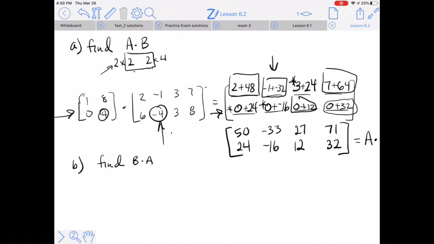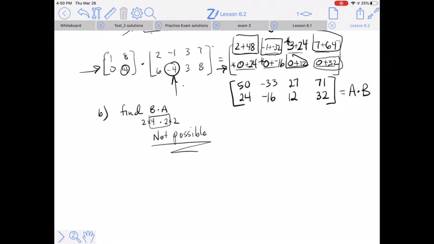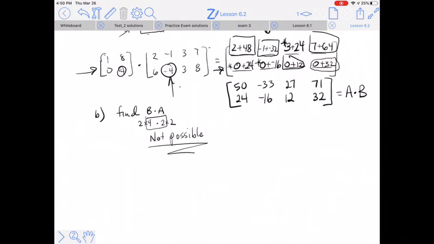Here it's asking us to find B times A. B is a 2 by 4, and A is a 2 by 2. So looking at that, we would say not possible. So that is matrix multiplication.